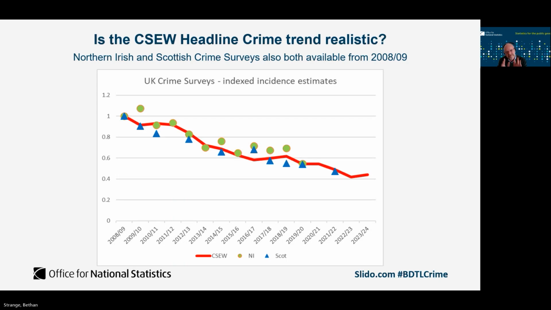So that gives me a lot of confidence in the trend from the crime survey, as does the fact that we have not effectively changed our methodology for ages. Next slide, please.